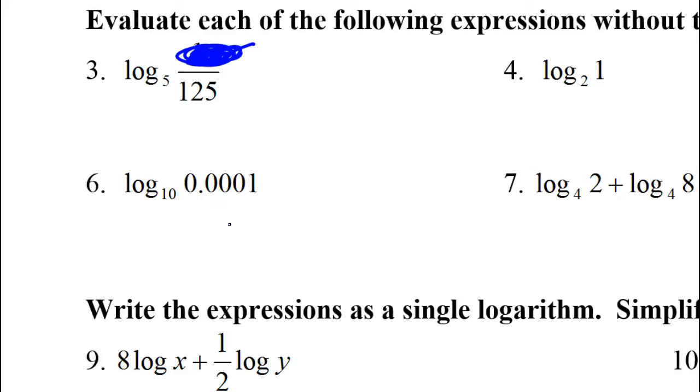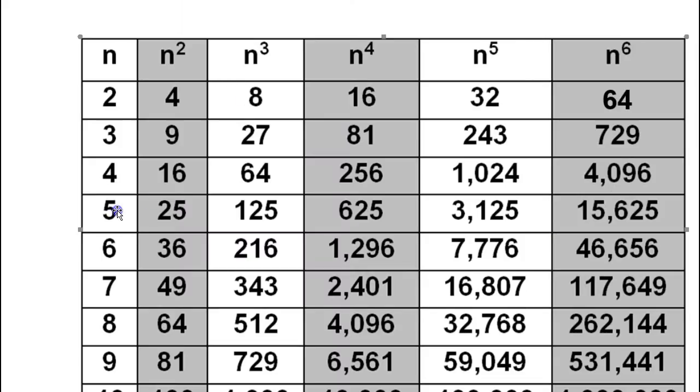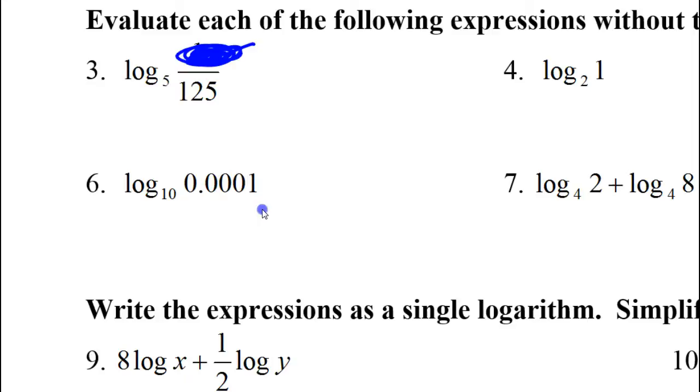And I like that, Sean, because when you look at this, you're supposed to think 5 to what power will make 125? I'm hoping you know that in your head as being 3. That's one of the ones I hoped you would memorize. But if you need it, here's your chart. 5 to the third power is 125. So if it weren't for the 1 in the top, the answer would be 3. With the 1 up there, the answer is going to be negative 3.